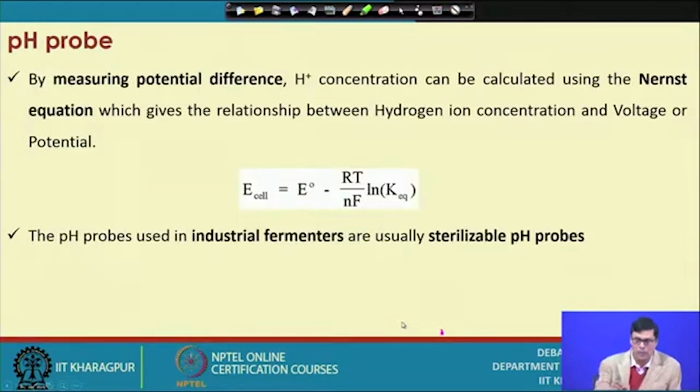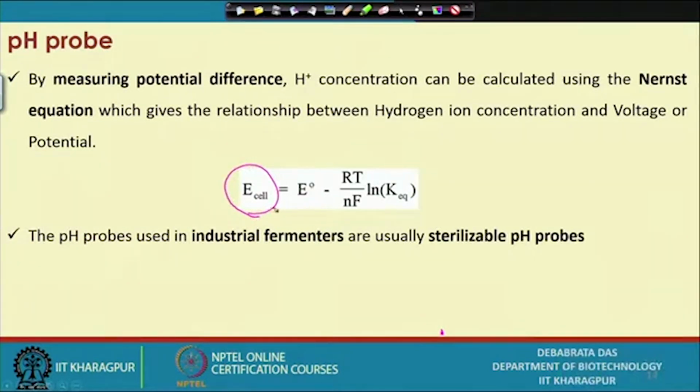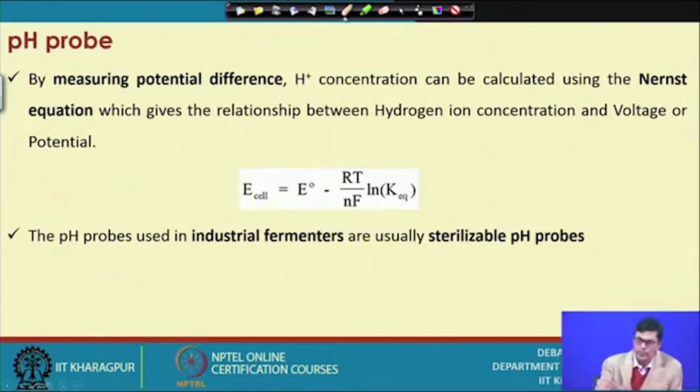Now, pH probe, how can you calculate this potential? The potential difference is E cell equal to E0 minus RT divided by nF ln K, where K is the equilibrium constant. Am I right? If you know the equilibrium constant of that particular ion conversion process, this is called the Nernst equation. On the basis of this we can find out what voltage we have. This is how the pH probe functions.